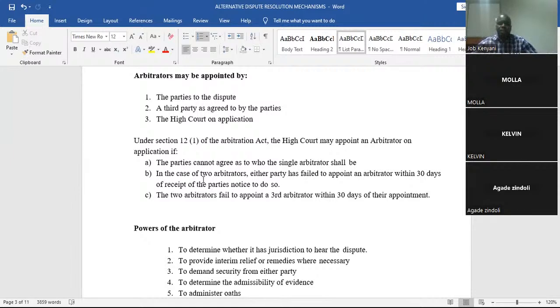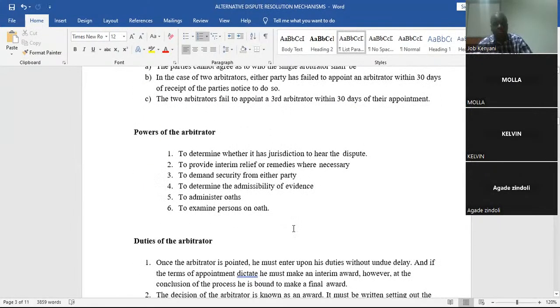So what are the powers of the arbitrator? To determine whether it has jurisdiction to hear the dispute. They have to determine whether they have the powers, whether the matter is within their mandate to resolve. If it is beyond their mandate, of course, they will say this is beyond our mandate as a tribunal, you cannot listen to this particular dispute. So maybe you can go to a court of law, or decide to resolve it yourselves through negotiation. It is not a matter that can be brought before this particular tribunal.